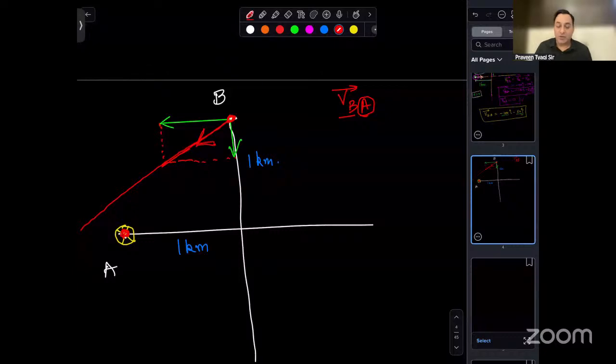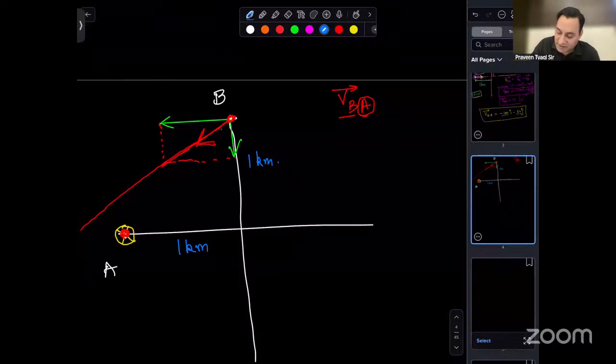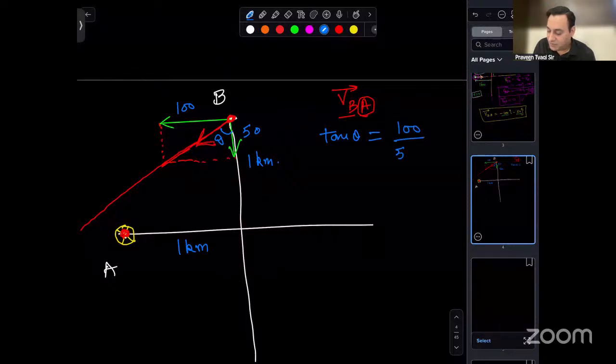Now, my question to all of you is, we wanted to find when will it be closest. So first, let's try to understand what is this angle theta. How much is this angle theta? You can very easily tell me, if this is 50 and this component is 100, tan theta can be written as, tan theta will be how much? 100 upon 50. All of you can see that. 2. Theta will be tan inverse 2. So tan theta is 2. Let's just keep it there. We can find sine theta and cos theta using this info.